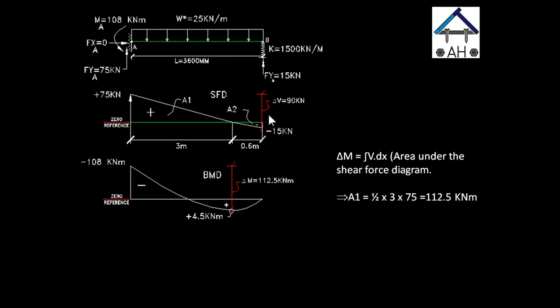Then we follow the same rule again, left to right. We start at the fixed end and check what is happening there. But now we already have a fixed end moment. Okay, we got MA of 108 kilonewton meter going up. So how do I know that it's going up?